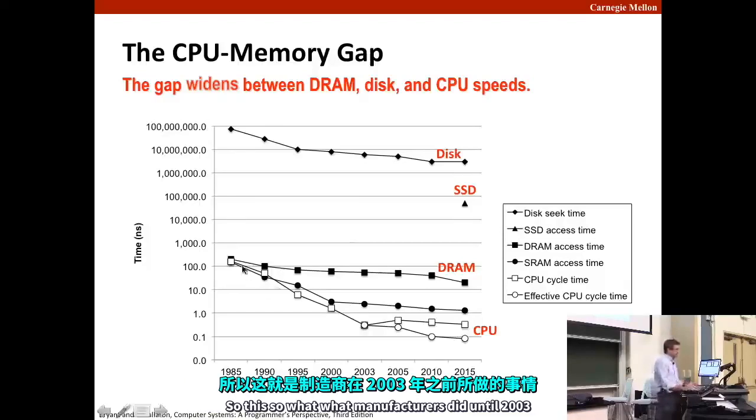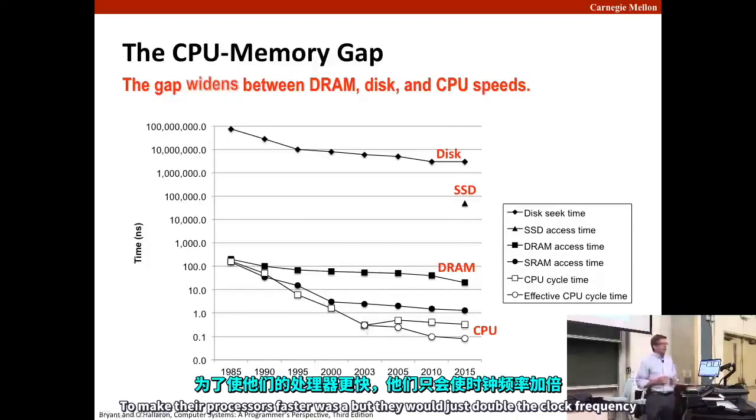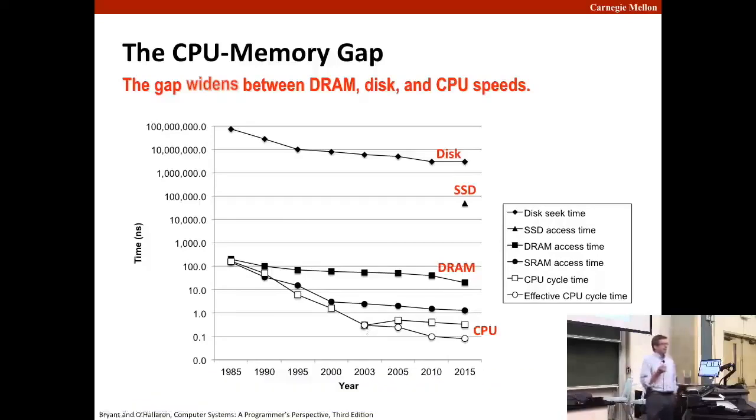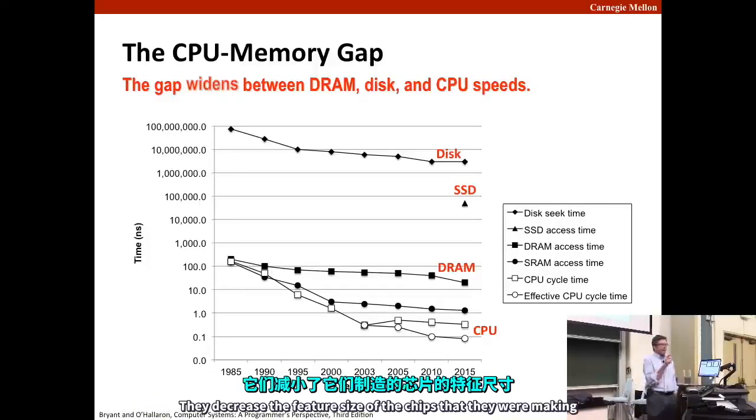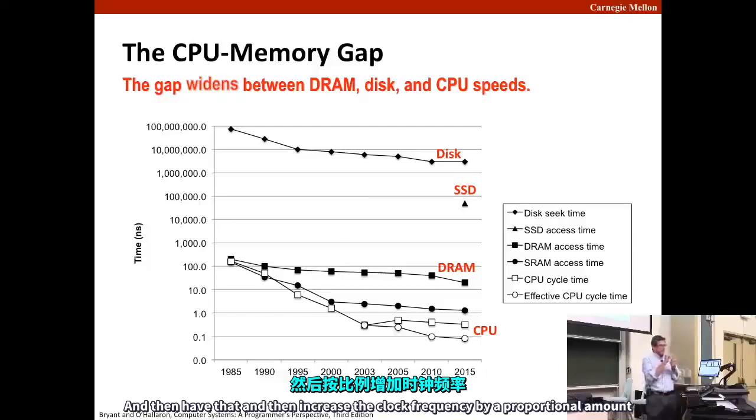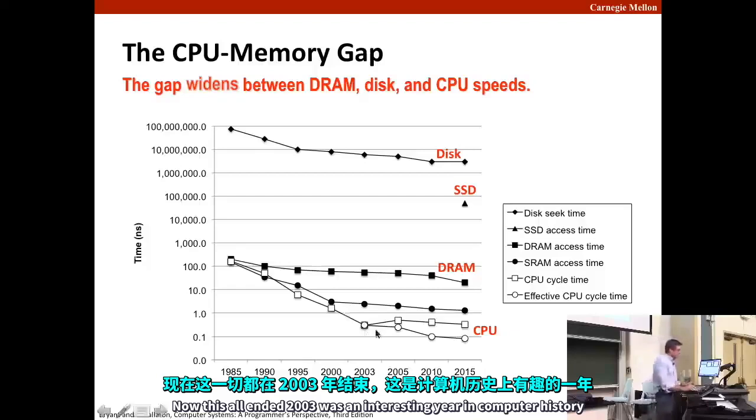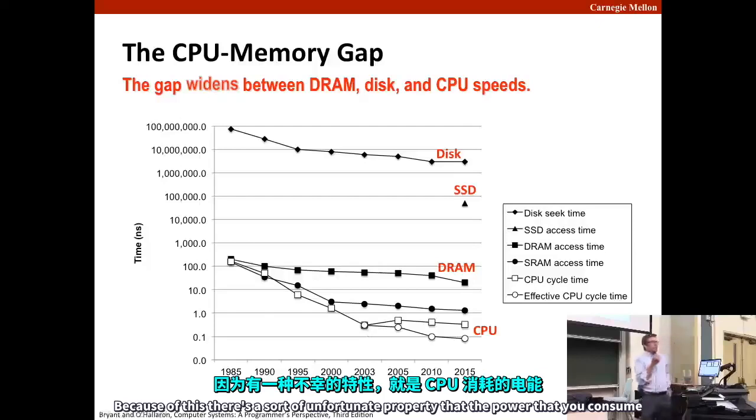So what manufacturers did until 2003 to make their processors faster was they would just double the clock frequency. They decreased the feature size of the chips that they were making, and that would allow them to put things closer together and then increase the clock frequency by a proportional amount. Now this all ended. 2003 was an interesting year in computer history because of this.